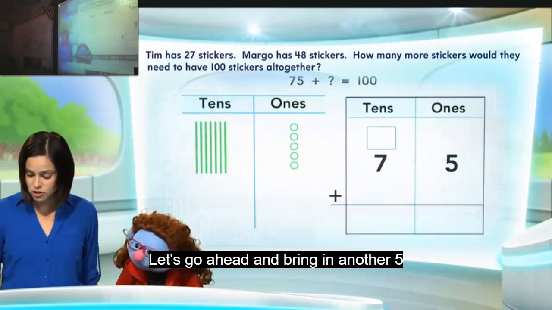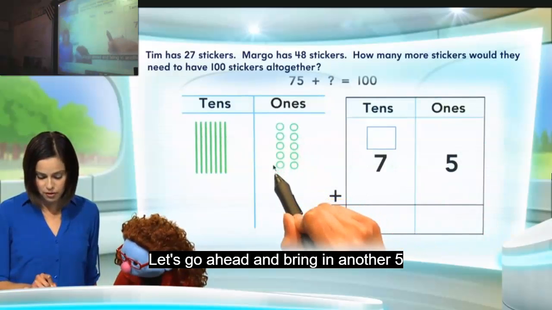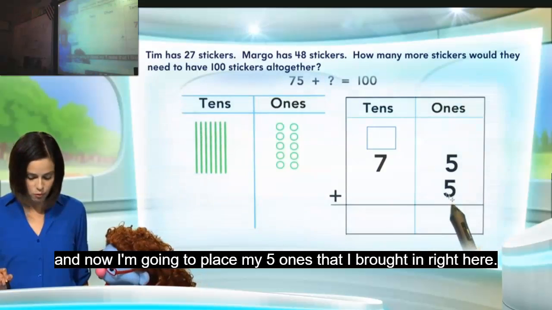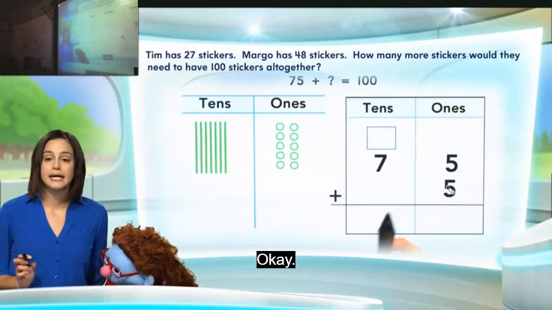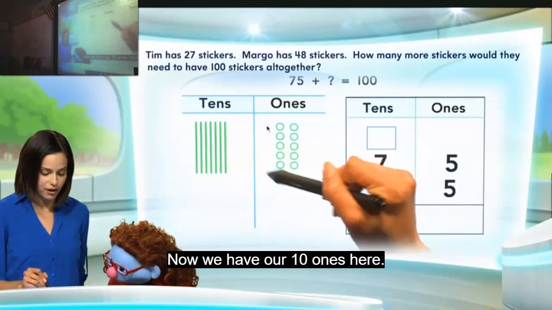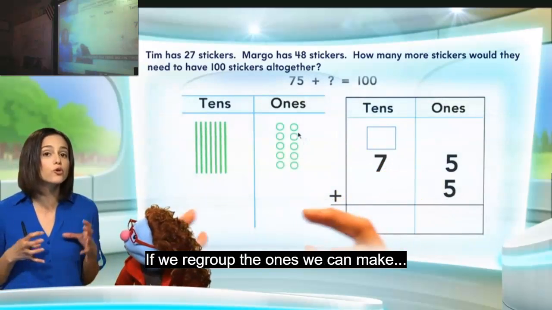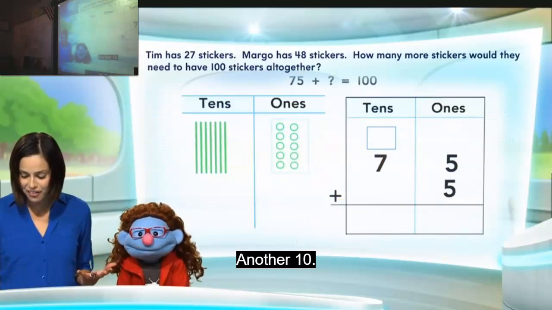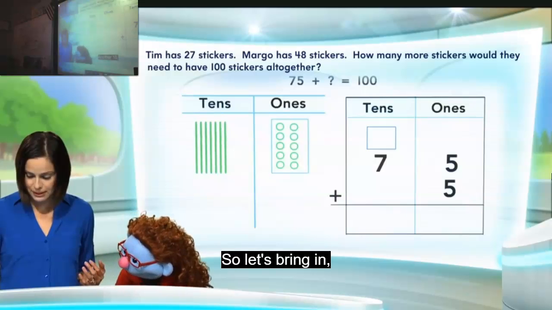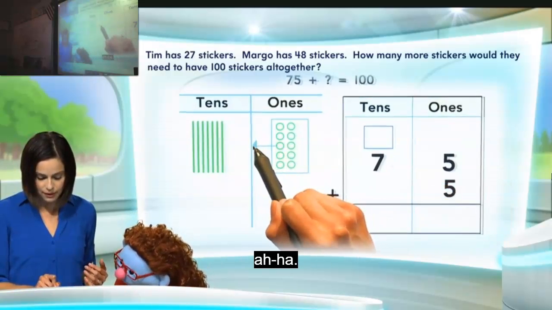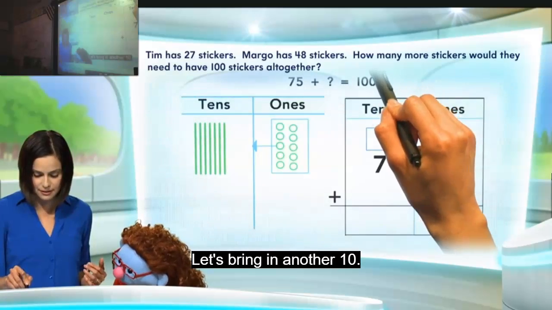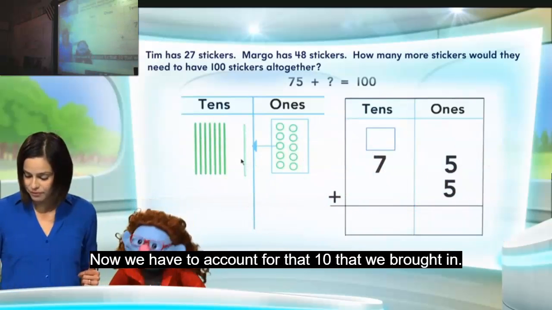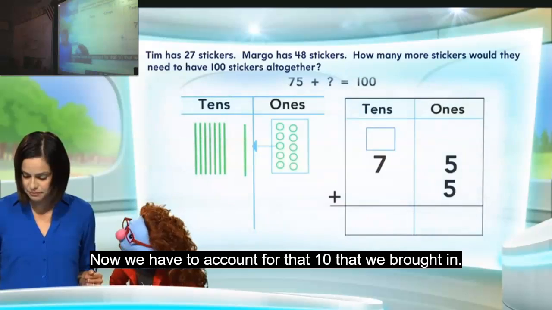5 more ones. Let's go ahead and bring in another 5. And now I'm going to place my 5 ones that I brought in right here. Perfect. Okay. Now, we have our 10 ones here. If we regroup the ones, we can make another 10. So let's bring in another 10. Here it comes. Ta-da! Now we have to account for that 10 that we brought in.